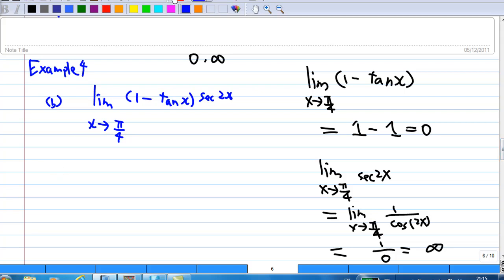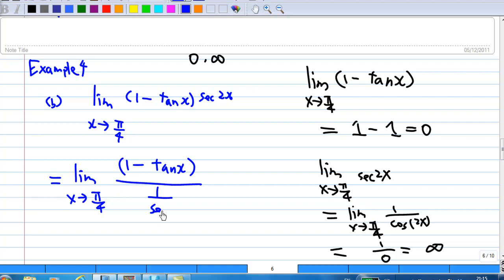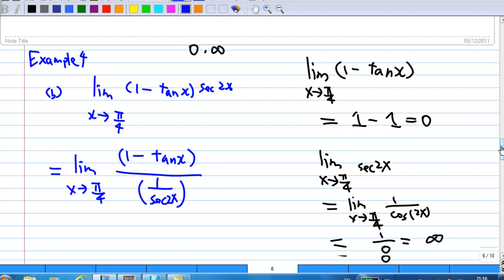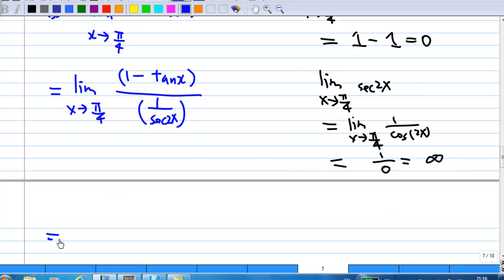First, we notice that this is equal to the limit as x goes to pi over 4 of 1 minus tangent x over 1 over secant 2x. And now we know 1 over secant 2x is cosine 2x here. So this is the limit as x goes to pi over 4 of 1 minus tangent x over cosine 2x. Now this is the case of 0 over 0 because cosine 2x when x goes to pi over 4 is 0.